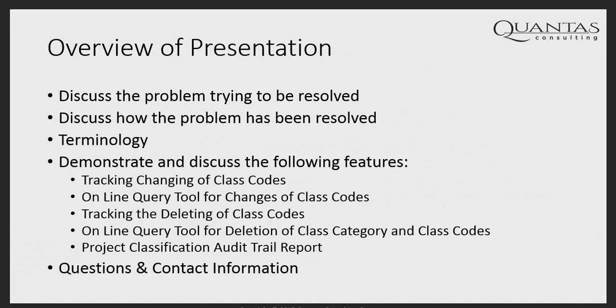So, the overview of the presentation. We'll discuss the problem that's trying to be resolved, and how we've resolved the problem. We'll touch on some terminology, and we'll demonstrate and discuss the following features: tracking the changes of class codes, the online query tool, tracking of deletion of class codes and the online query tool for tracking the deletion, and the project classification audit trail report. Then we'll wrap up the presentation with the contact information.